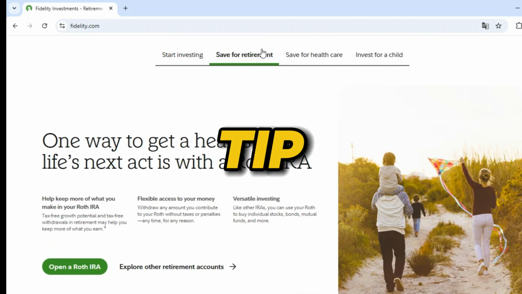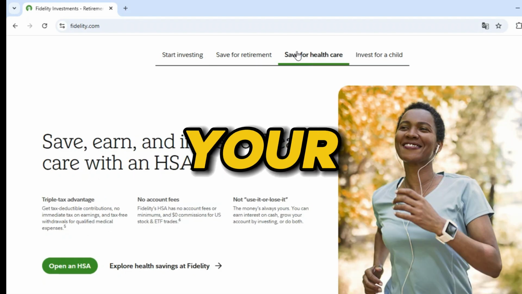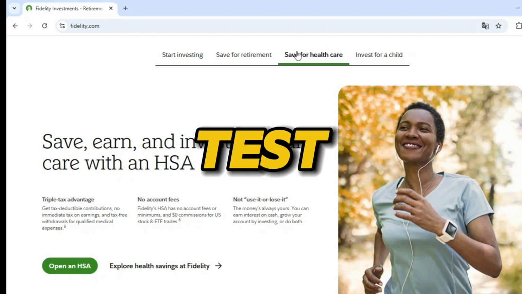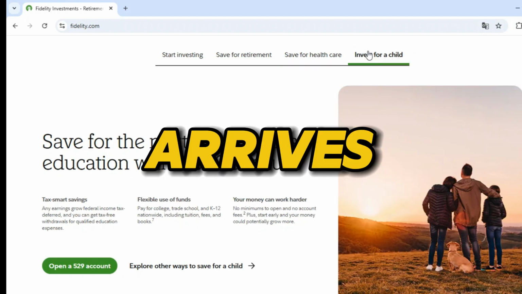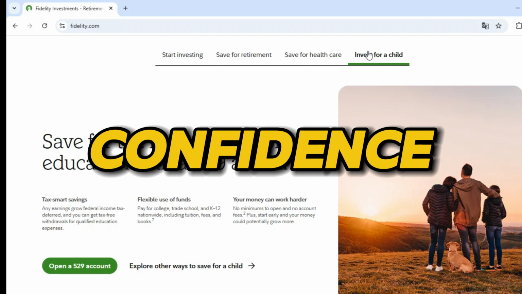My crucial pro tip? Do a partial transfer first if you're nervous. Instead of moving your whole account at once, transfer a single stock or a portion of your holdings as a test. Once you confirm it arrives correctly with its cost basis, you can initiate the full transfer with confidence.